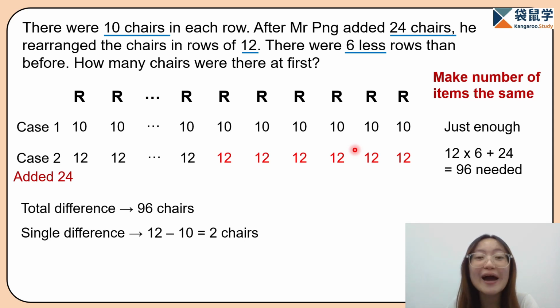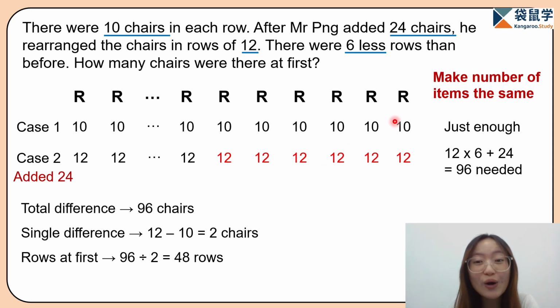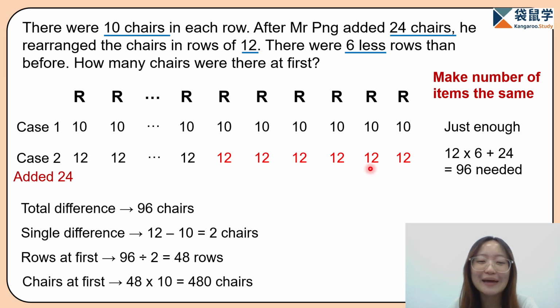So how can we find the number of rows? It is 96 divided by 2, which is 48, which gives us the rows at first, all of these rows. So now how can we find the chairs at first? We can take 48 times 10, and that will give us the same answer of 480. So there are 2 methods to make the number of items the same. Either considering the number of rows for the first case, which is all of the rows, or for the second case, we can consider up until over here, which is the first method.